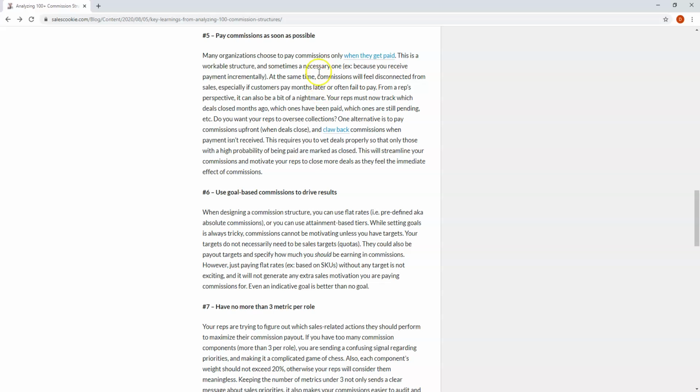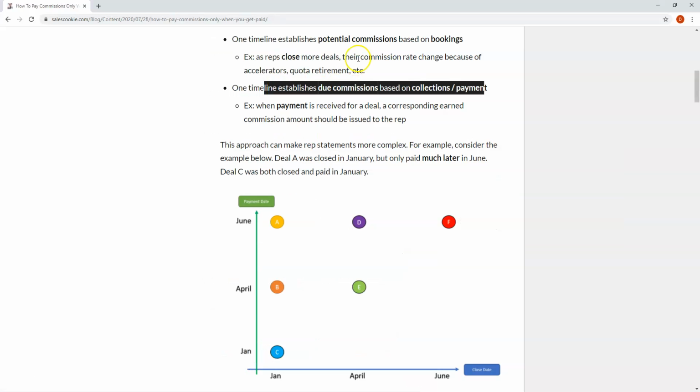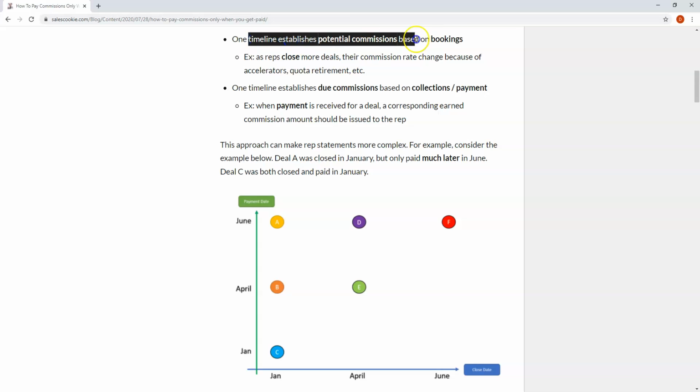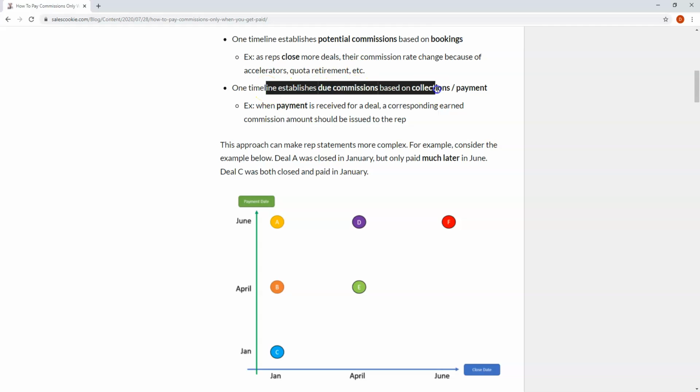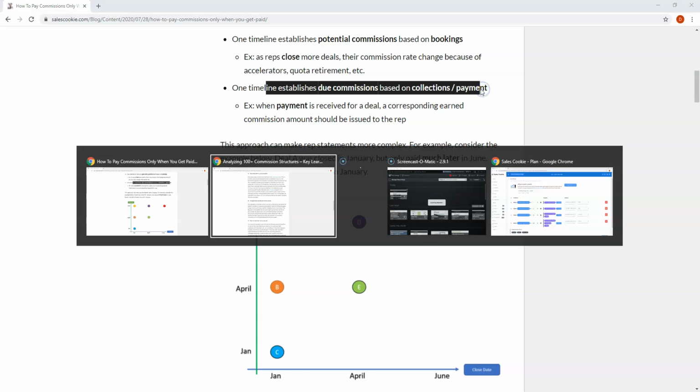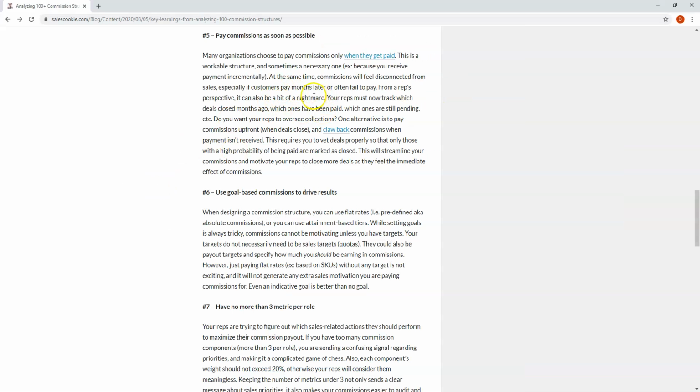Number five, pay commissions as soon as possible. So a lot of our customers right now want to pay commissions only when they get paid, and that's a very reasonable expectation. But what that does for your commission structure, it creates two timelines. One timeline that establishes a potential commission based on bookings, and another timeline that creates earned commissions based on collections payment. So that can be really tricky and demotivating for reps because either they have to wait months or they have to help with collections.